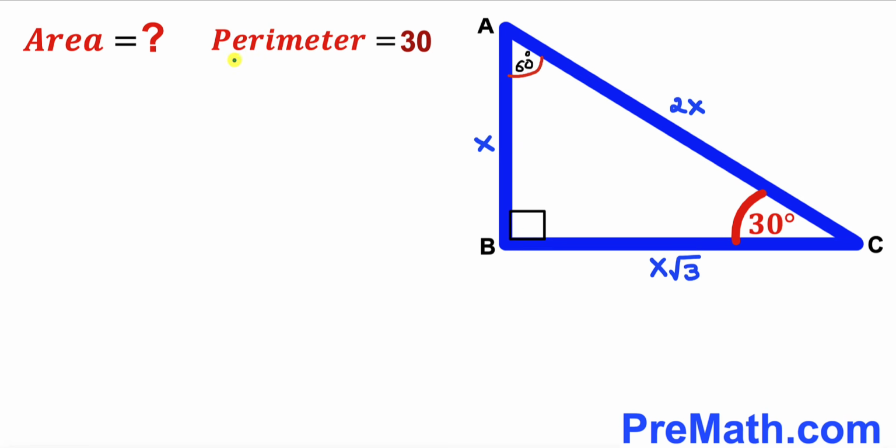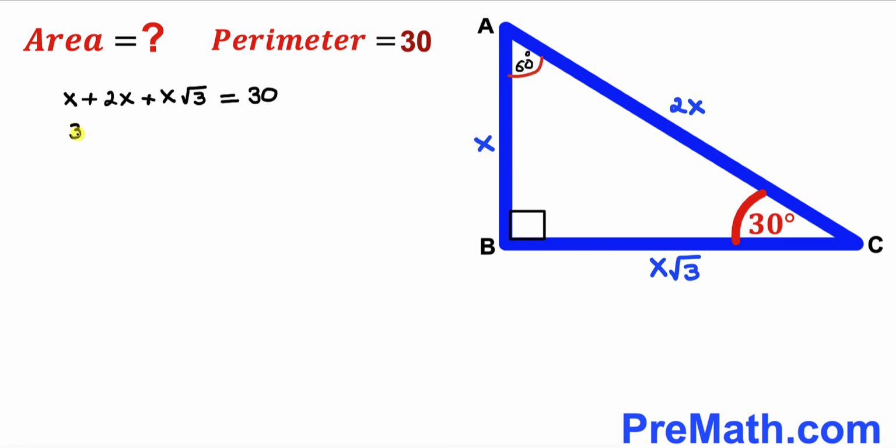Now let's make an observation. We know the perimeter of this triangle has been given to us as 30 units, and the perimeter is the sum of all three sides of this triangle ABC. So we are going to add these three sides. Let's go ahead and write it down: x plus 2x plus x times the square root of 3 is equal to 30 units. Let's combine the like terms.